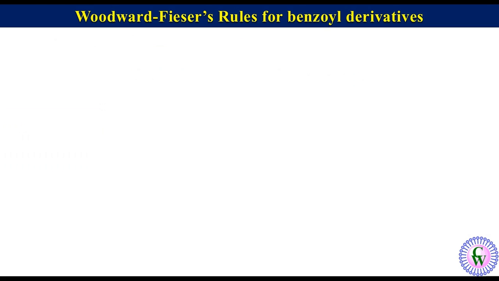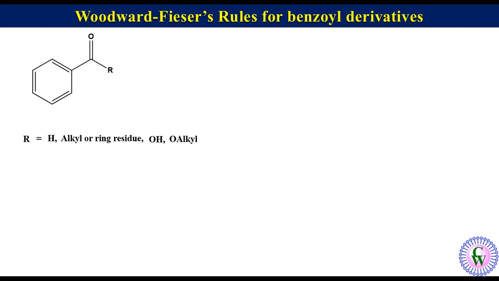The general structure of benzoyl derivatives can be drawn like this, where R is equal to H for aromatic aldehyde, alkyl group or ring residue for aromatic ketone, OH for aromatic carboxylic acid, and O-alkyl for aromatic esters. These are ortho, meta and para positions. Now we will go through Woodward-Fieser rules.